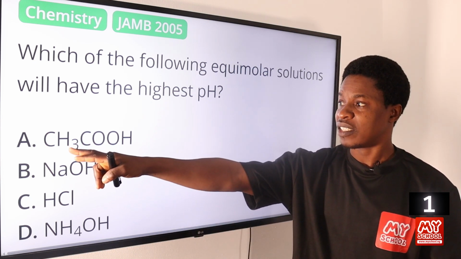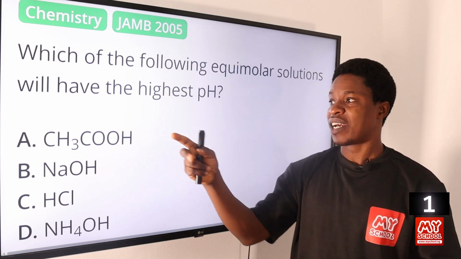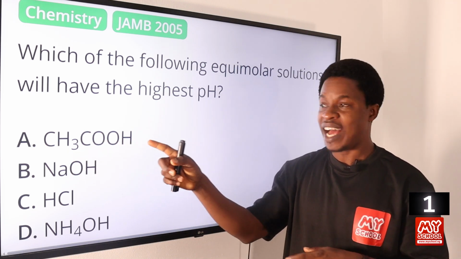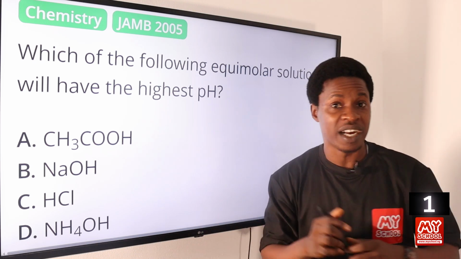It says CH3COOH. Of course, this is your ethanoic acid, okay? For your ethanoic acid, you know this is a weak acid. And on a pH scale that goes from 0 to what? To 14, let's look at the board.